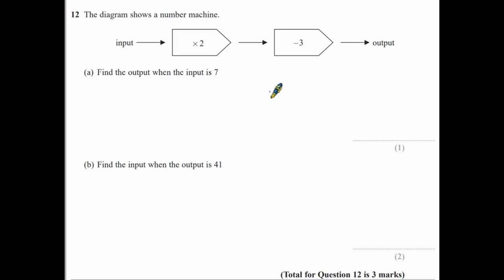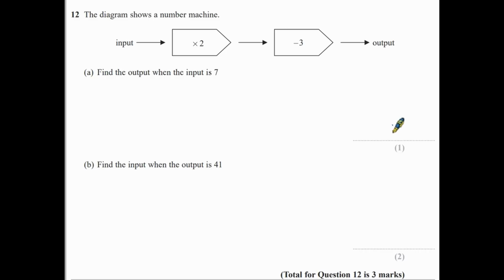Question 12 is all about a number machine. So with a number machine, the rule is simple. You do exactly what the machine tells you. So we have an input, we have a box which tells us to multiply by 2, then another box which tells us to subtract 3, and that gives us the output. So we do exactly that. When we have an input of 7, that means we do 7 times 2. 7 times 2 is 14. Go to the next box. 14 minus 3 equals 11. That is our answer. So part 1 is 11.